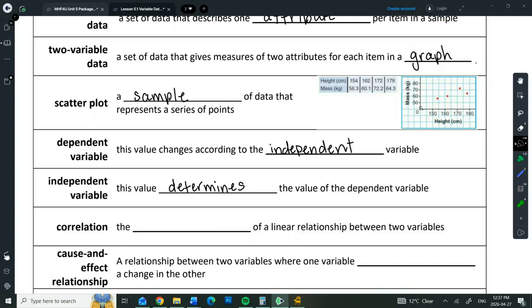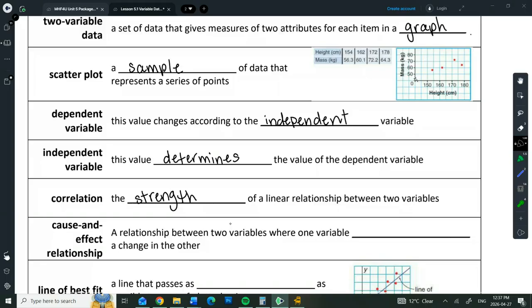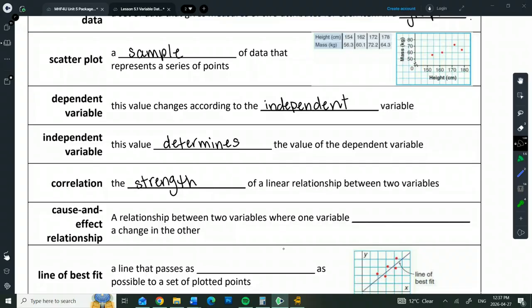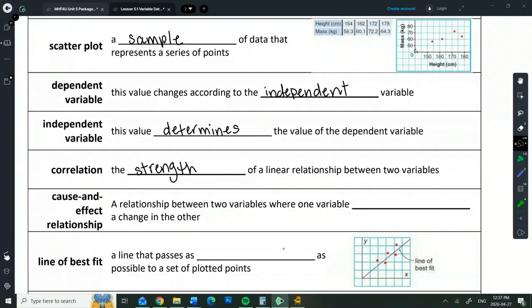Okay, correlation is the strength of the linear relationship between two variables. So does it look like it kind of forms a line or does it not? If the points are really far apart, then that probably is a weak correlation versus a strong correlation. Cause and effect relationship, a relationship between two variables where one variable causes a change in the other one.